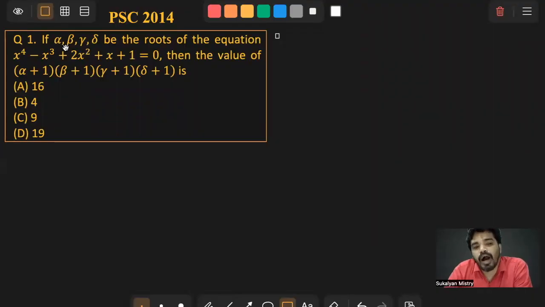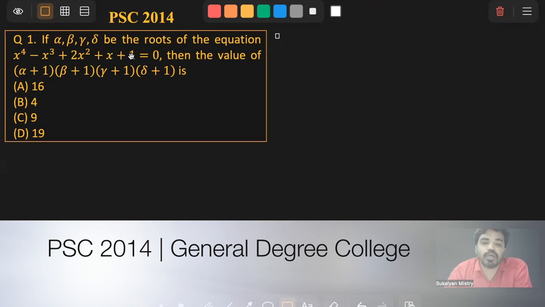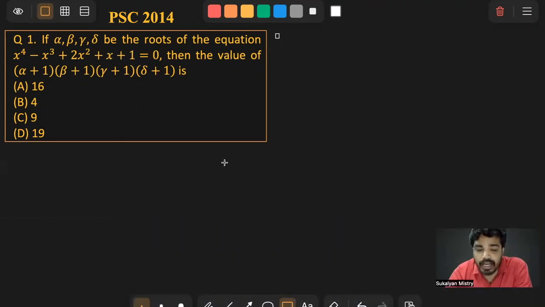Okay, so let's start. So what is given? If alpha, beta, gamma, delta be the roots of the equation x to the power 4 minus x cube plus 2x square plus x plus 1 is equal to 0, then we have to find the value of alpha plus 1, beta plus 1, gamma plus 1, delta plus 1. So what is given here? Here it is given that alpha, beta, gamma, delta are the roots of the equation x to the power 4 minus x cube plus 2x square plus x plus 1.